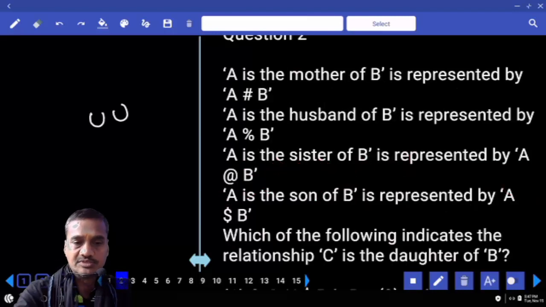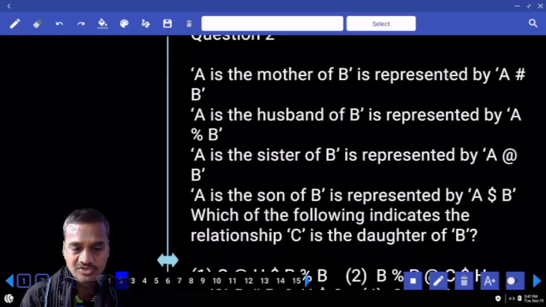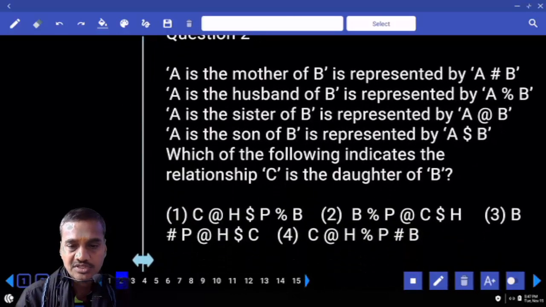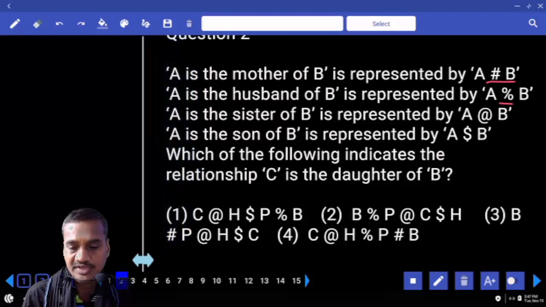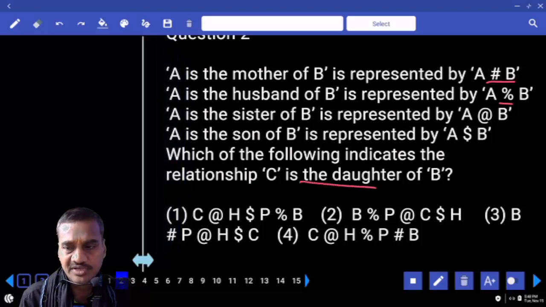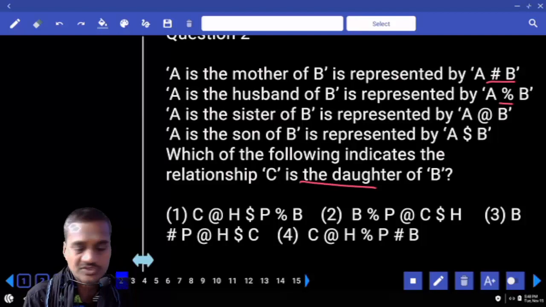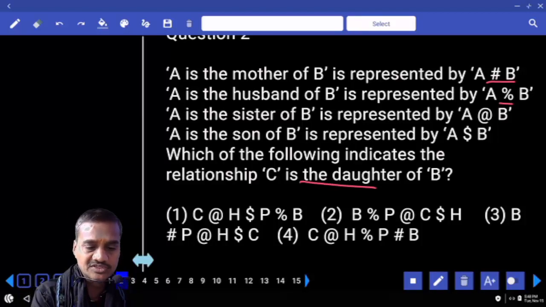Then coming to question number 2. It is based on blood relations. In this blood relations question, A is the mother of B is represented by A has B, and so on. Which of the following indicates the relation C is the daughter of B? Now first, if you check the first one, C at the rate of stands for female. Now C is the sister of whom? C is the sister of H.